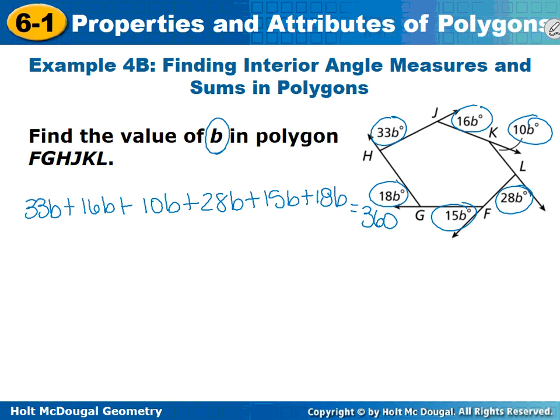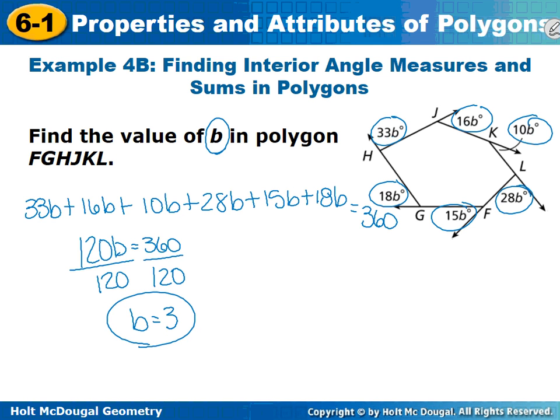Okay, tell me what you get in terms of B. How many B's do we have? 120? Somebody agree? 120B equals 360. So we divide by 120. What do we get for B? B is 3. This time we get to stop because it did not say find each angle.